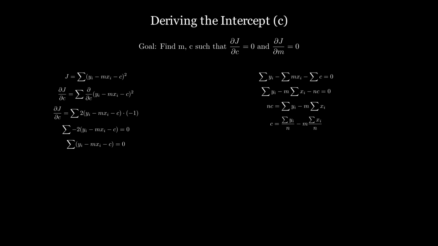Dividing both sides by n, we get c equals the sum of y over n minus m times the sum of x over n. You might recognize these terms. The sum of y divided by n is the mean of y, which we write as y bar. Similarly, the sum of x over n is the mean of x, or x bar. And there we have it. The formula for the optimal intercept is c equals y bar minus m times x bar. This has a beautiful intuition. It means the best fit line must always pass through the average point of the data, x bar, y bar.